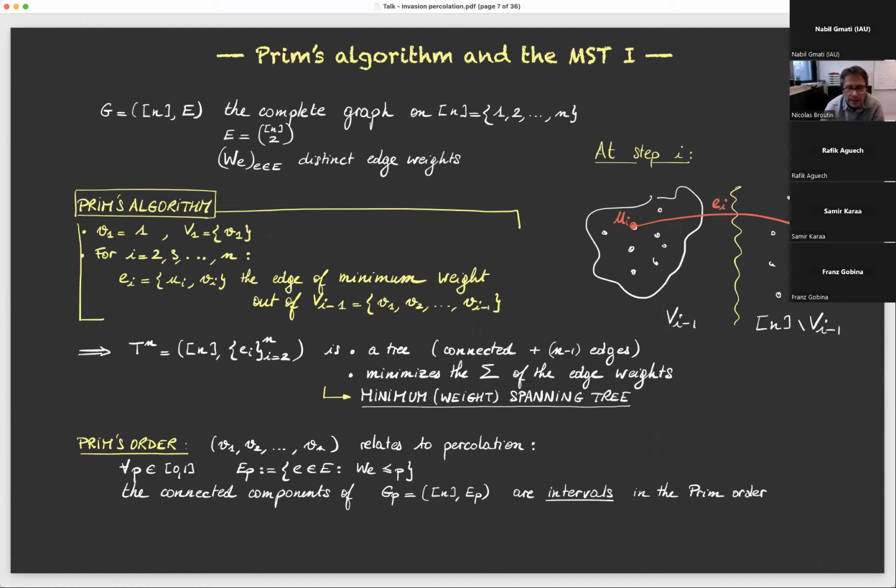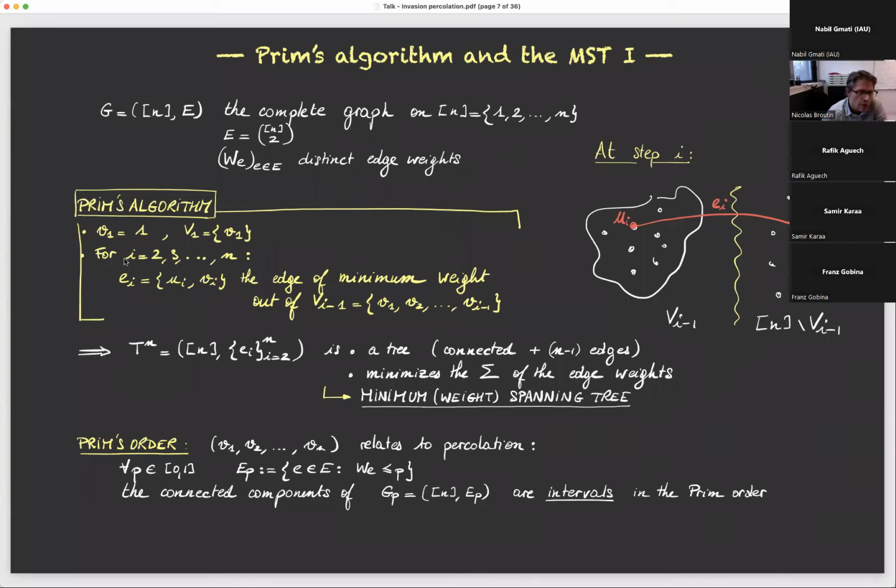Basically, at any step I, what I will have is a connected component that I see on, say, I-1 nodes, and I will find the cheapest edge that connects what I've seen already to the external, okay? And so for this, I will need a weight. The weight will be on the edges. So I will take the complete graph, take all the edges, and on each edge, I put distinct edge weights. They don't need to be uniform for now. They will be uniform later on, but it doesn't matter for now. What I want is that they are distinct for now.